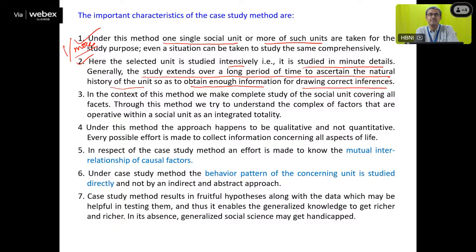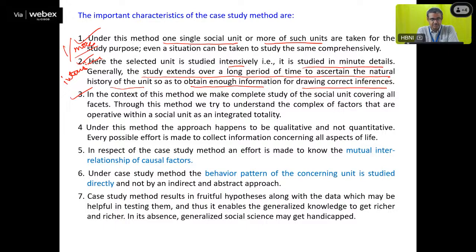A long period of data collection to ascertain that whatever factors or data you are analyzing is subjected to a long time period. So whatever inference you draw is correct, right? So this is the second form, that it's an intensive study, long time period.